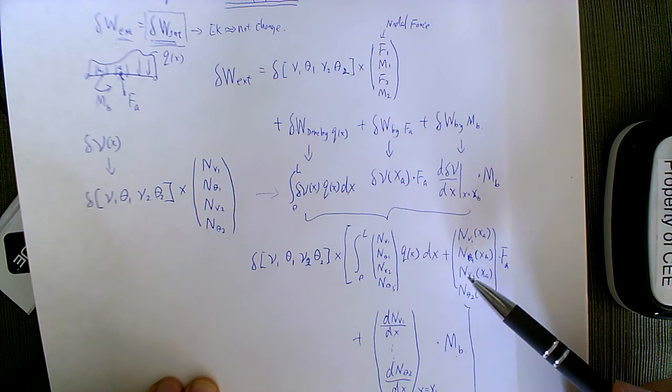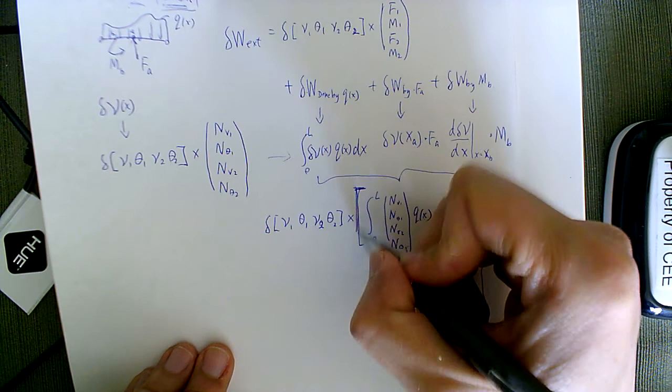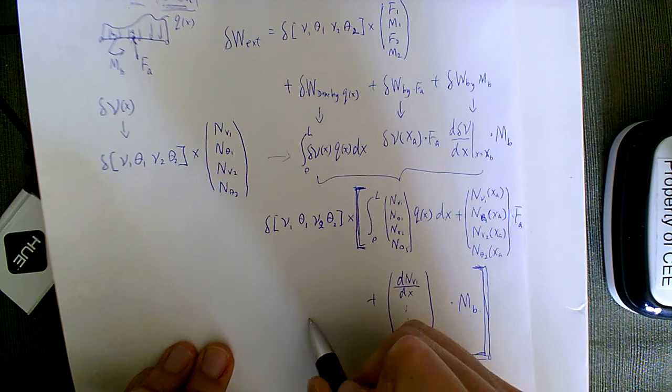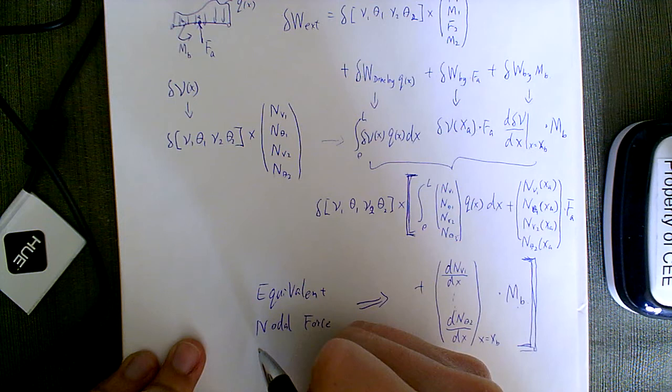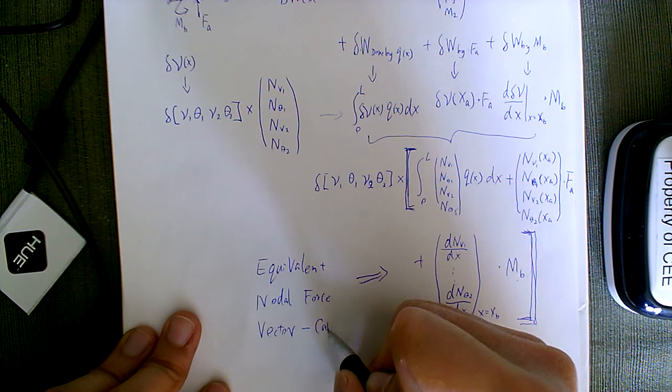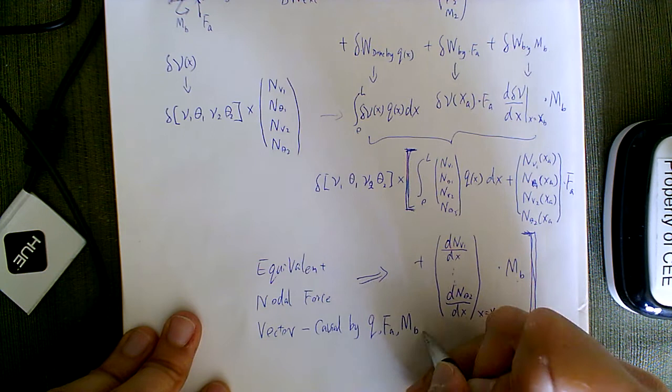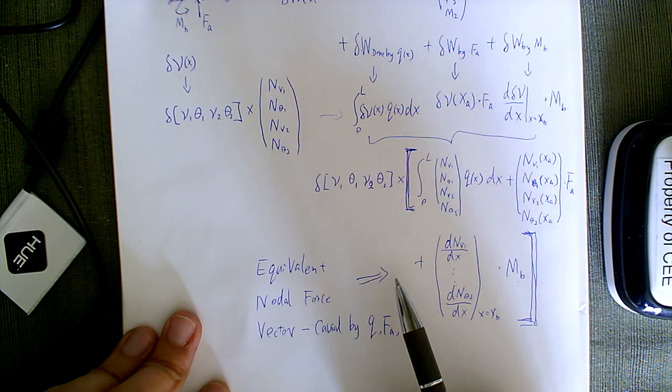So whatever is in this middle parenthesis, those are your equivalent nodal force vector, what they are caused by this Q, FA, and MB. In fact, you can do this for any other situations based on the principle of virtual work.